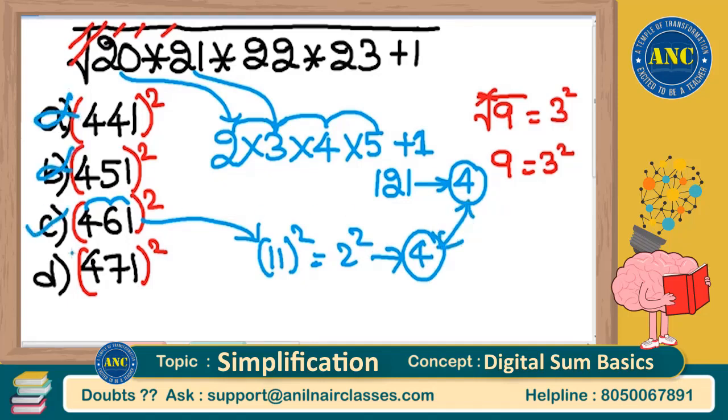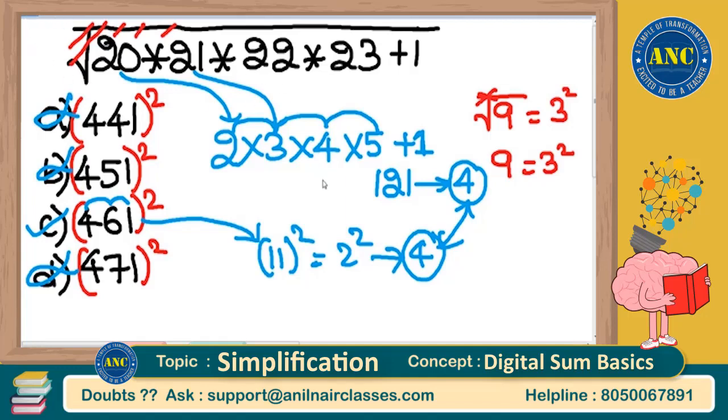Whenever I have the square root, apply square on answer options, if the question is having only square root, not plus something extra. So please don't get confused. Apply square on all the answer options so that you will get the answers very, very fast. I hope the idea is clear, sir.